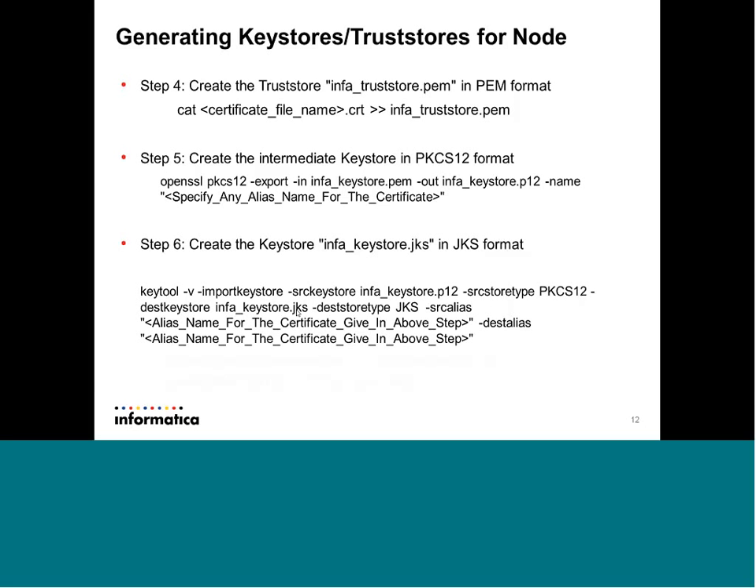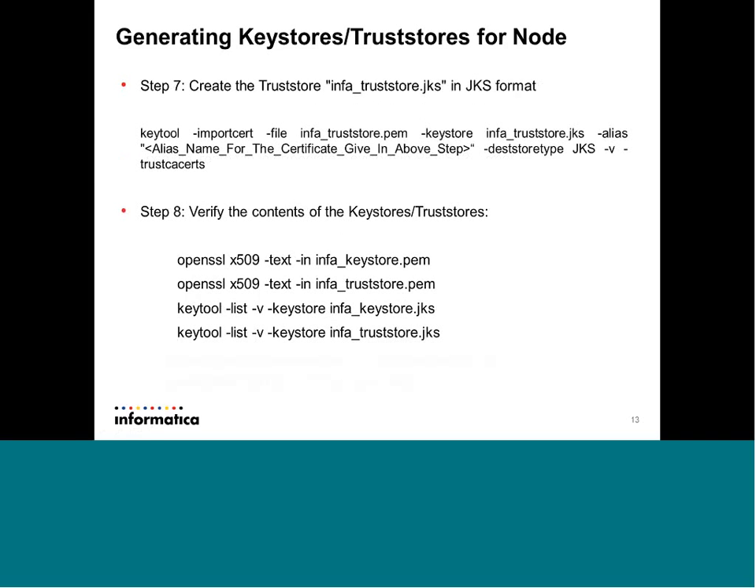So in all these steps, wherever we have specified some text in angled brackets, that means you can give your customized values there, and for all other parameters where the names are hard-coded, it means that PowerCenter requires those names to be present in the same format. For example, info_keystore.jks here. Okay, so step 6 with that command will import the certificate, public key and private key into the Java keystore, the info_keystore.jks. Okay, and in step 7 we also have to create the truststore in JKS format.